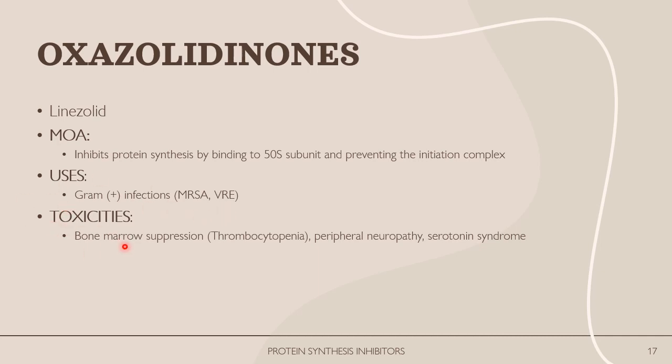Sa toxicities, it can cause thrombocytopenia. Pag sinabi nating penia, mababa ang level, okay? Thrombocyte, it's your platelet. So low level of platelets, peripheral neuropathy, and your linezolid is famous for causing serotonin syndrome. Excessive serotonin secretion that can lead to diarrhea, hyperthermia, pwede din sa cognitive dysfunction like delirium, agitation. That is the serotonin syndrome.